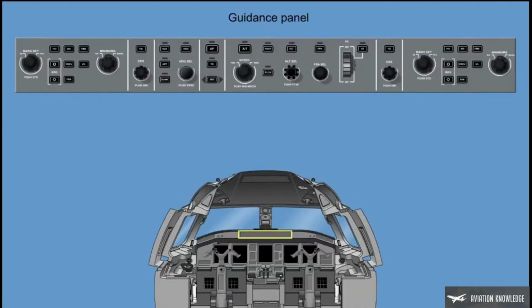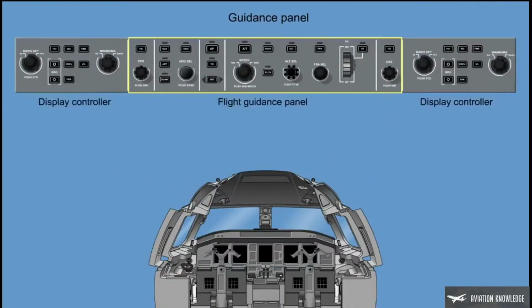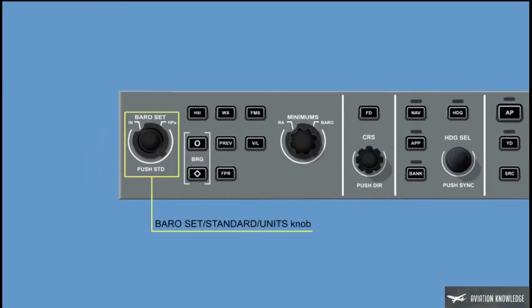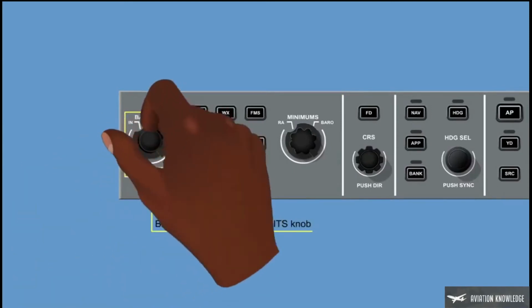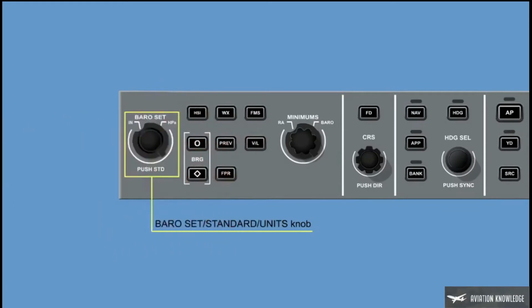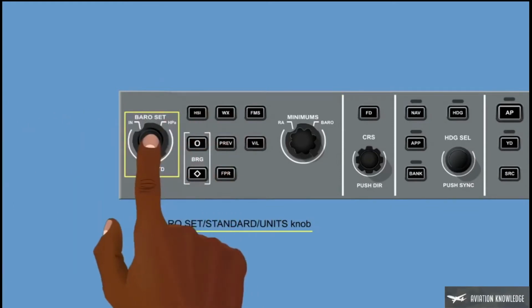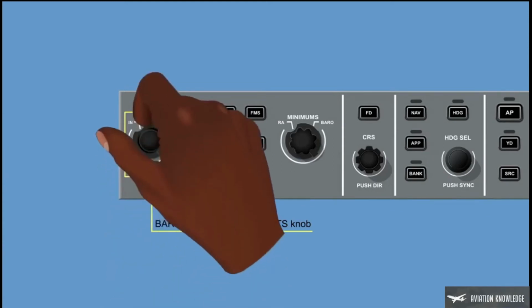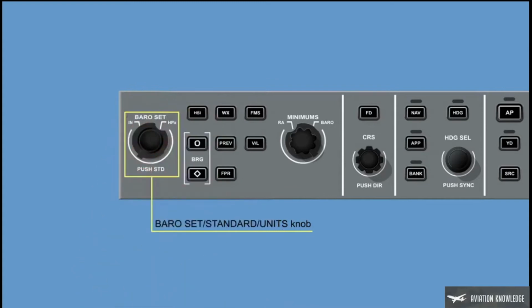The guidance panel houses two display controllers and a flight guidance panel. The display controller has the following controls. The combined BARO SET, STD, units knob has three functions. Turning the BARO knob sets barometric altimeter correction. Pushing the PUSH STD button sets BARO correction to standard, and selecting the IN HPA switch selects BARO correction format to inches of mercury or to hectopascals.